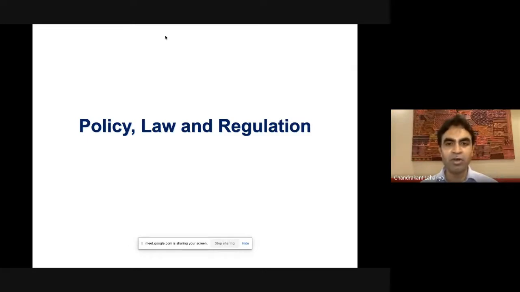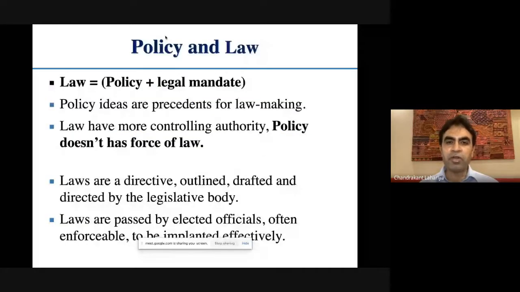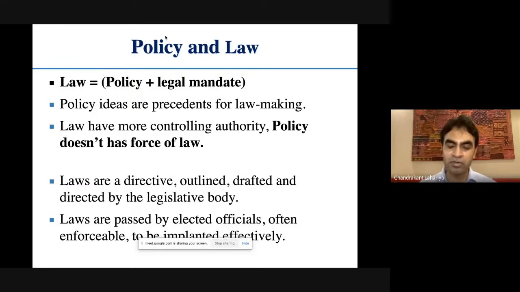I'll not try to explain law or regulation to you, but I'll try to bring a linkage between policy, law, and regulation. So essentially, law is a policy with a legal mandate. We need to remember policy is formed first, and then policy ideas are precedents for lawmaking. I'm saying repeatedly that a policy idea does not mean a written document. A policy idea means a policymaker thinks something should be done. Even a piece of paper is a policy. So a policy idea results in lawmaking.